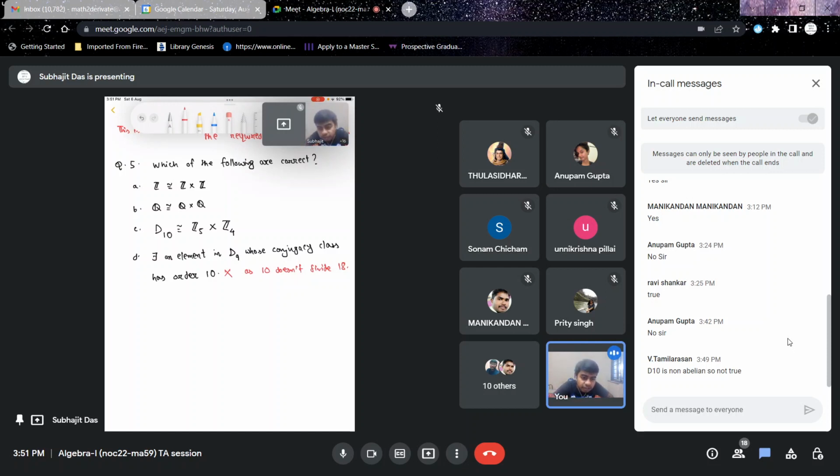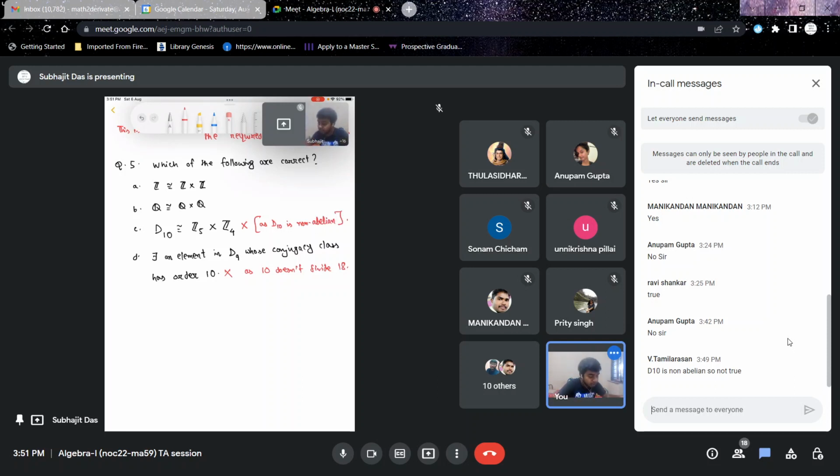So Tamali, I'm sorry for mispronouncing it, but you are totally correct that D10 is not an abelian group, right? While Z5 and Z4 are abelian, so their direct product is also abelian. So Z5 cross Z4 is abelian, D10 is non-abelian, so there cannot be an isomorphism. So this is wrong, as D10 is non-abelian.